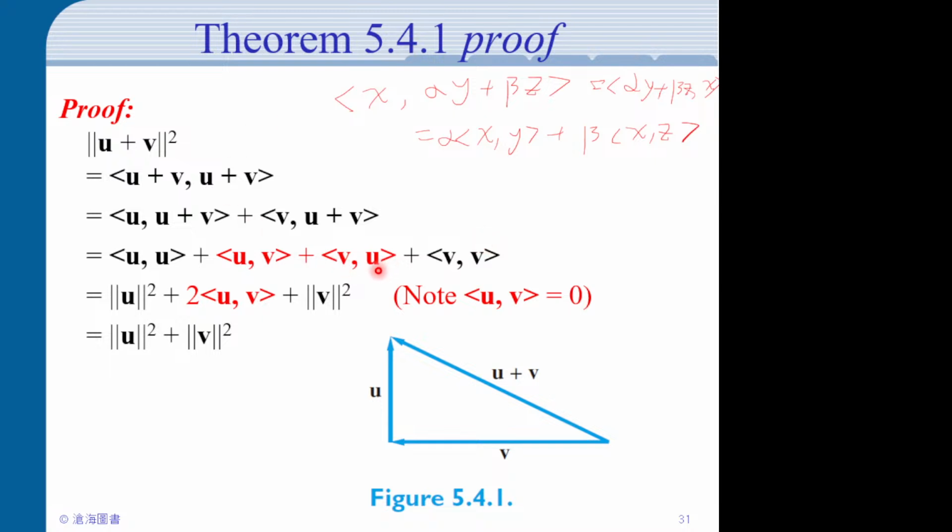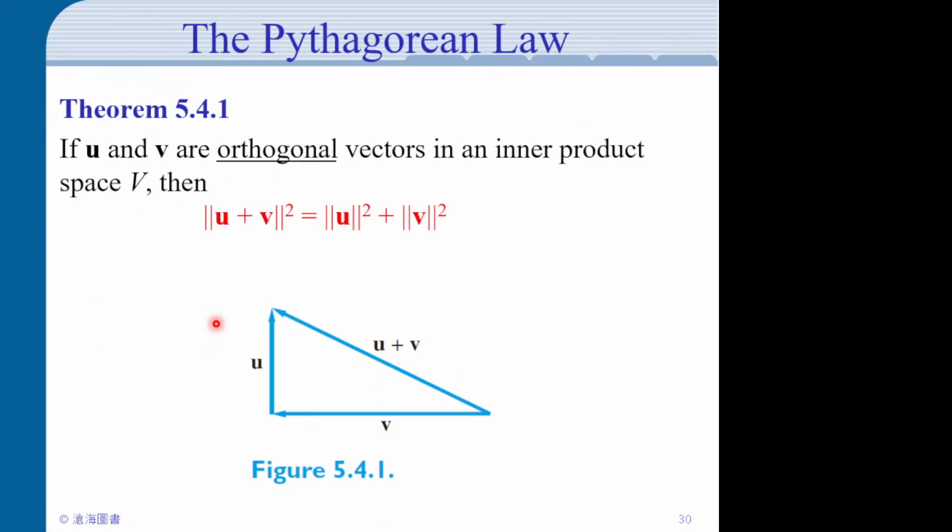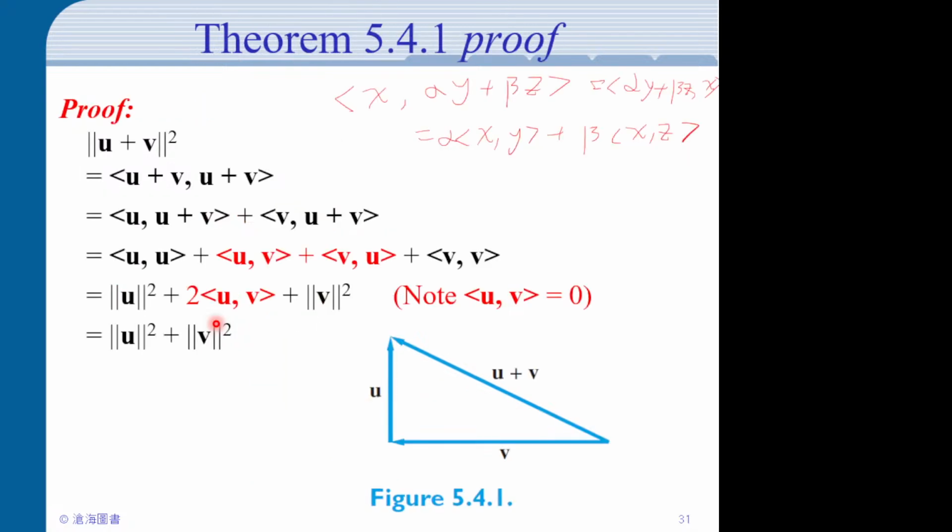Then we use the symmetry of the inner product: v inner product u equals u inner product v. So it's twice u inner product v. But finally we use orthogonality. We know that for orthogonal vectors the inner product is 0. So this term is 0, and it's just u squared plus v squared. So this is the Pythagorean law for a general inner product space.